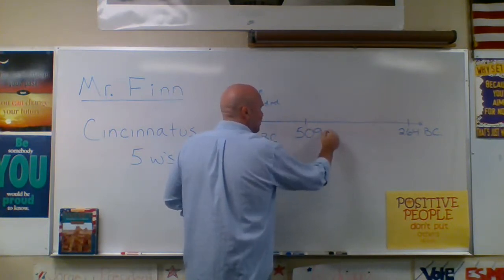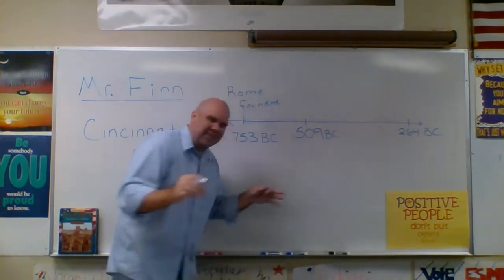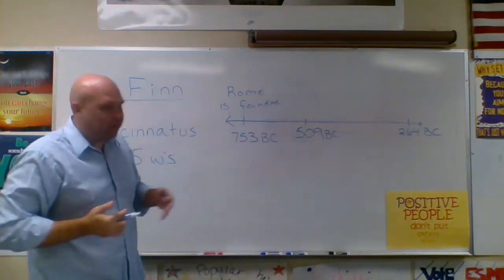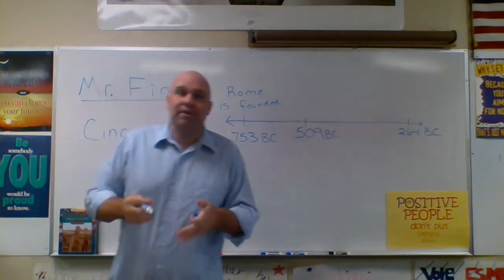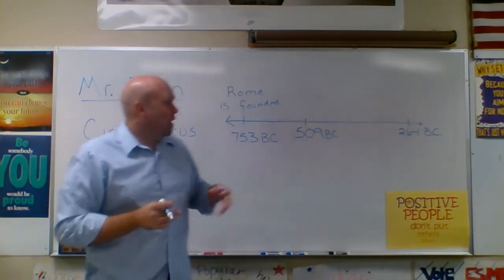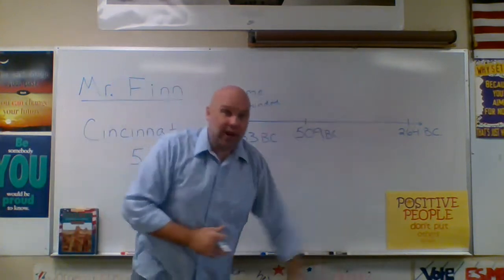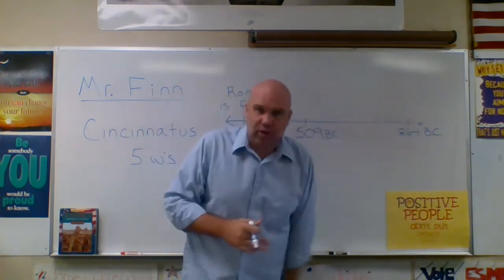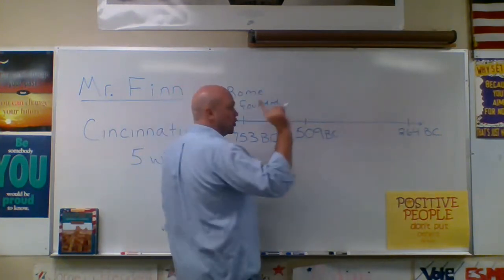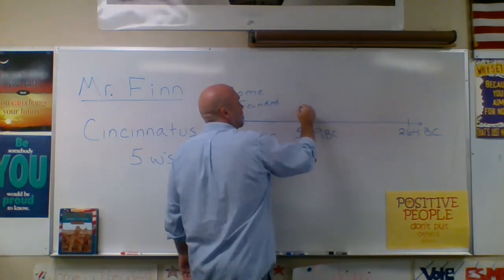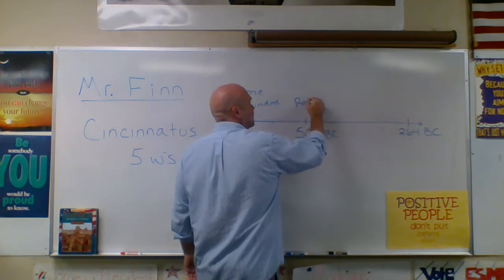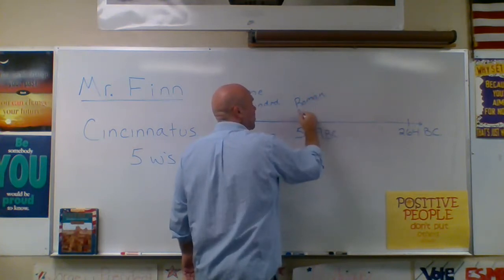It's going to be 509 BC. And make sure we have our BCs in there, even though we know we're dealing with all BC right now. In 509, the Romans, the people living in Rome, are going to overthrow, they're going to have their revolution. They're going to overthrow these Etruscan kings. And they're going to establish the Roman Republic.